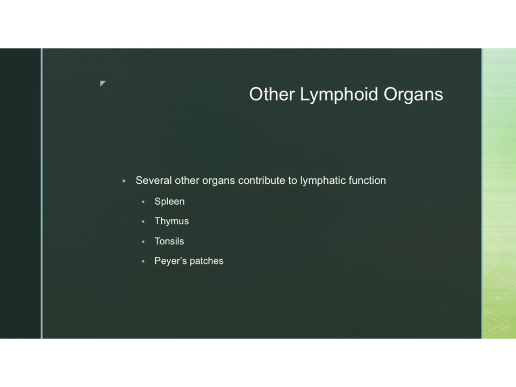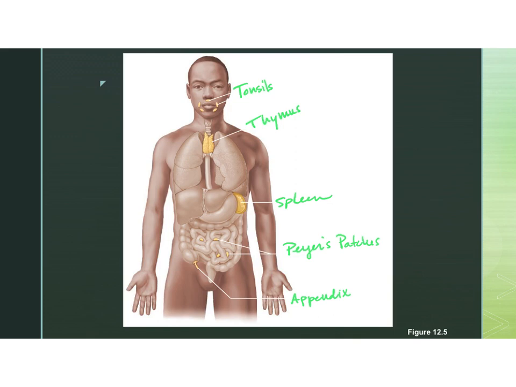There are several other organs that also are involved in lymphatic function, and they include the spleen, the thymus, the tonsils, and the Peyer's patches. So in this diagram, you can see where some of those things are located, right? So here we have the tonsils. So they surround kind of the oral cavity. They're located in the pharyngeal region.